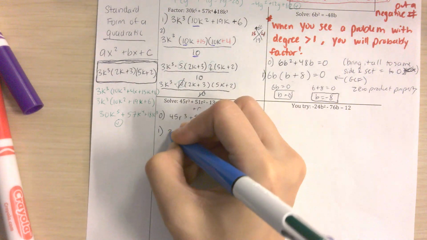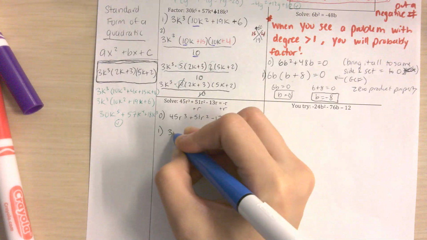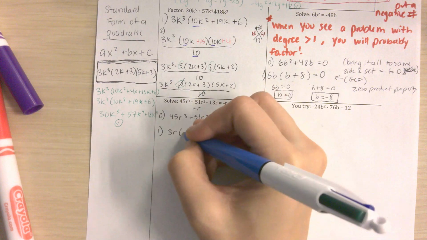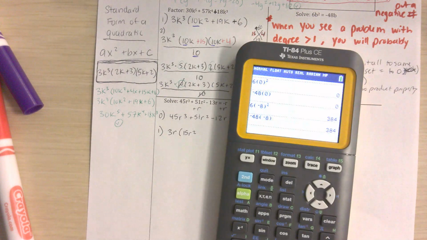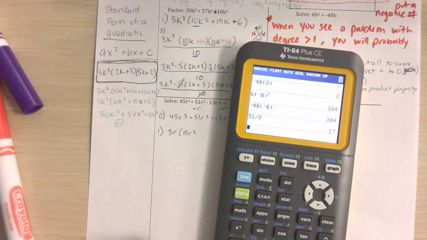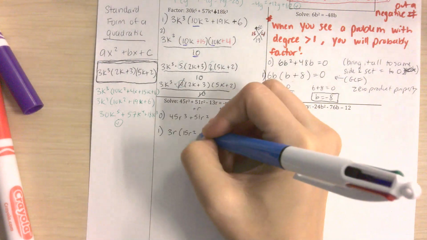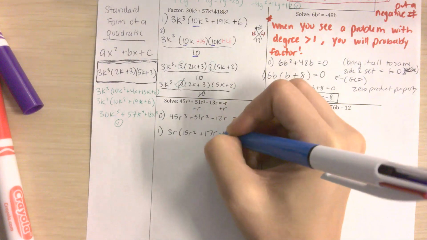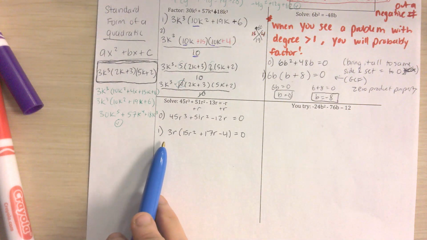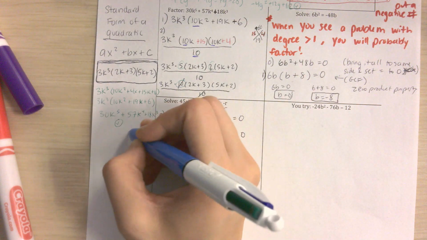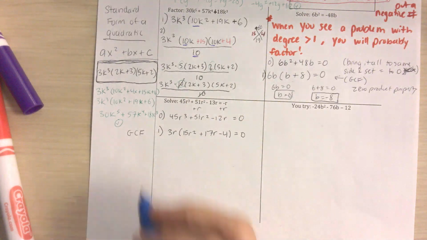So we have 3, and then they all have an r. So r. And then we're left with 15r squared. 51 divided by 3, I don't know off the top of my head. 51 divided by 3 is 17. Plus 17r minus 4 equals 0. So we took out the greatest common factor. Now we're going to do the trinomial.